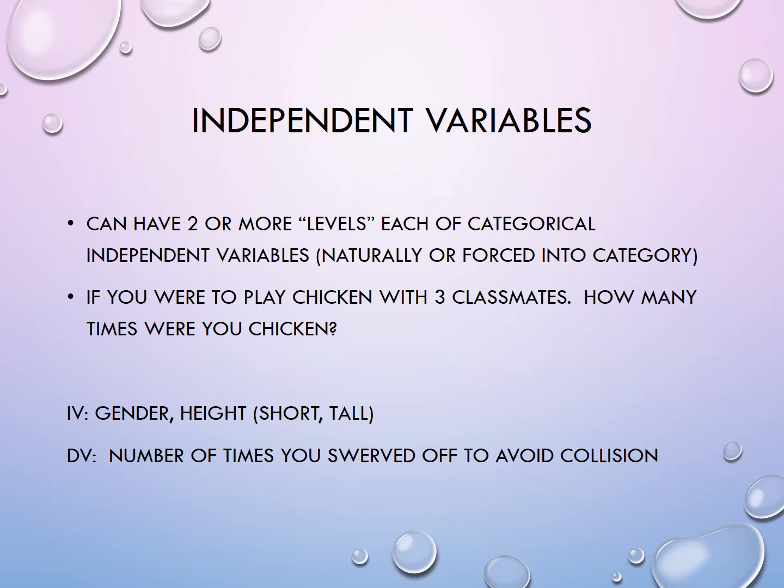So you might think about this as a fun example. If you were to play chicken with your cars out in the parking lot with some classmates, and we were to measure how many times you were the chicken, playing over and over again, let's say that we're going to compare your gender and your height, right? So 2 different independent variables, and height we forced into categories, right? And then the DV is the number of times you swerved off to avoid the collision with your classmates. Then we could run that study. That would be a two-way, a 2x2 ANOVA.